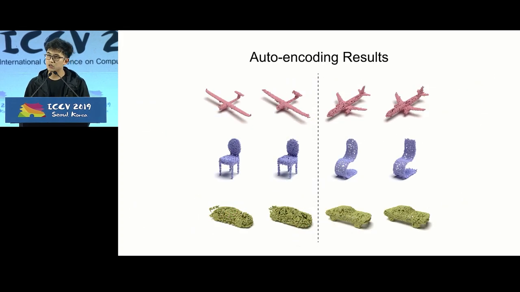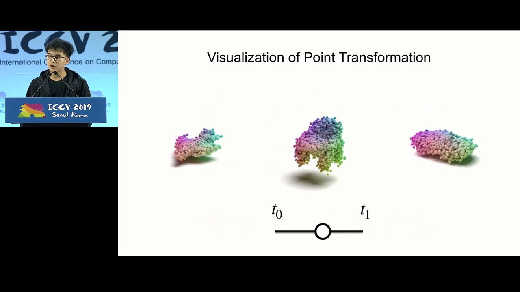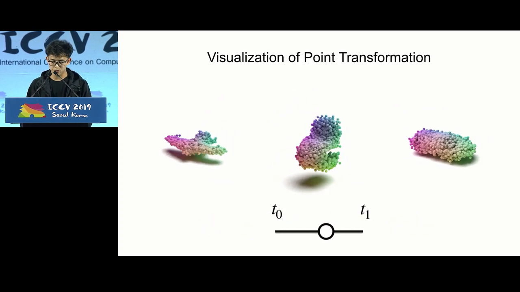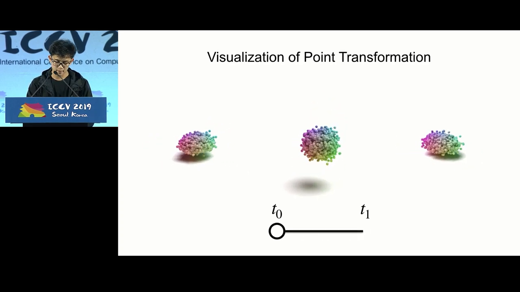Here are some qualitative results for autoencoding. Our model can faithfully reconstruct the input shapes, which is shown in the left columns. So here are some results for point cloud generation. PointFlow is able to generate both diverse and realistic point clouds. And finally, here's more visualization of the point transformation learned by the point CNF.